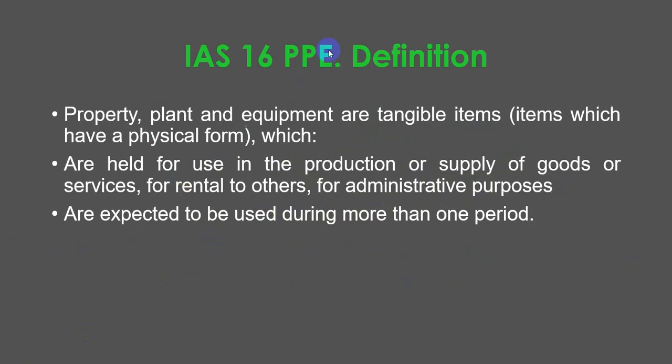So, definition of Property, Plant and Equipment, or PPE. Property, plant and equipment are tangible items, which means items which have a physical form. These items are held for use in the production or supply of goods or services, for rental to others, or for administrative purposes. These items are also expected to be used during more than one period.